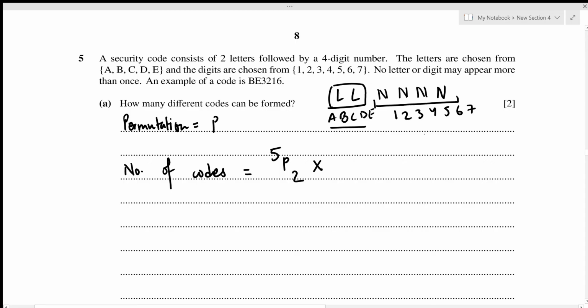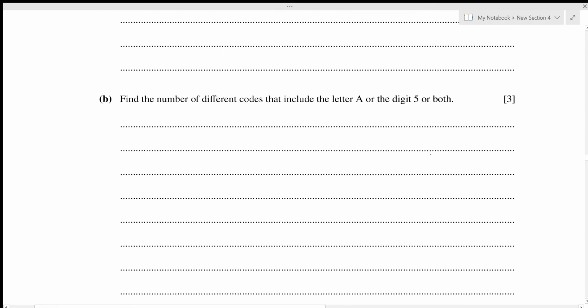of 7 numbers. So that's just going to be 7P4. Permutation again, because we're also considering the positions for the different numbers. So this gives us the total number of codes to be 16,800. Let's move to the second part.